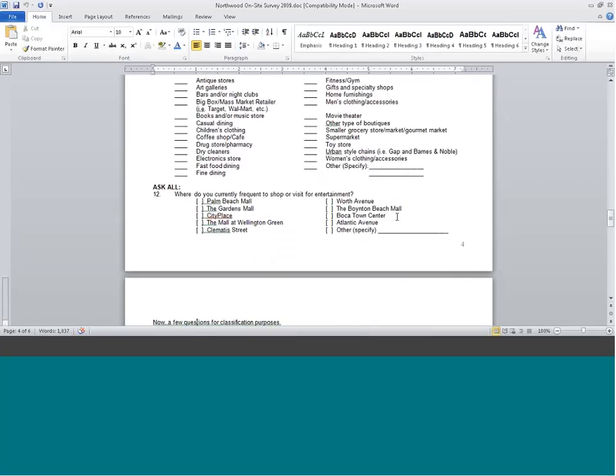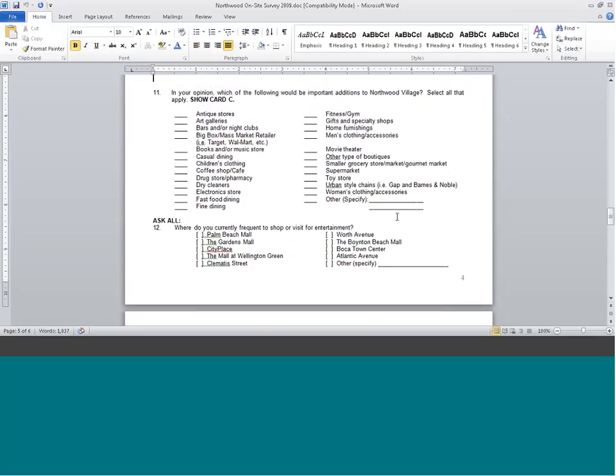Number 11 has both an open-ended and a closed, it's both open and closed at the same time. And what does that mean? So they have the answer categories that they're allowed to choose from, but they've got this other specify. So this is the, I'm not sure I got all of the important additions listed here. There might be something else that's important to somebody, so I have an other specify. So while this is, generally speaking, mostly closed-end, this would be considered an open-ended question because it's got the other specify, okay?